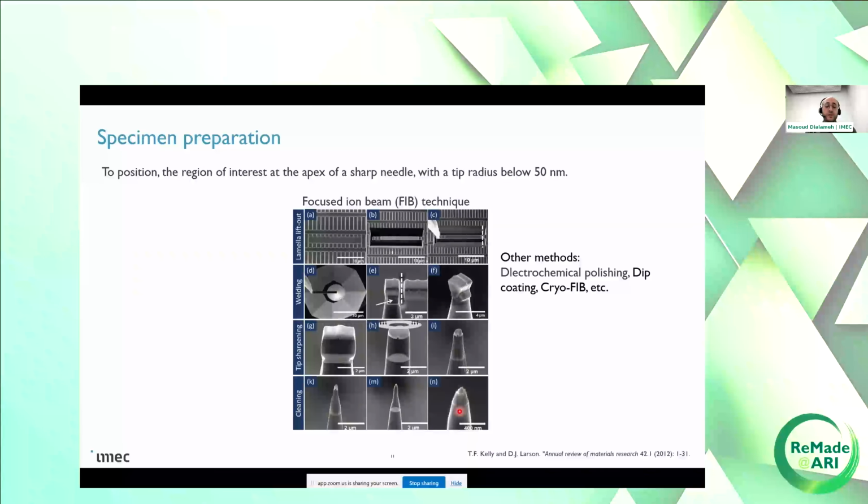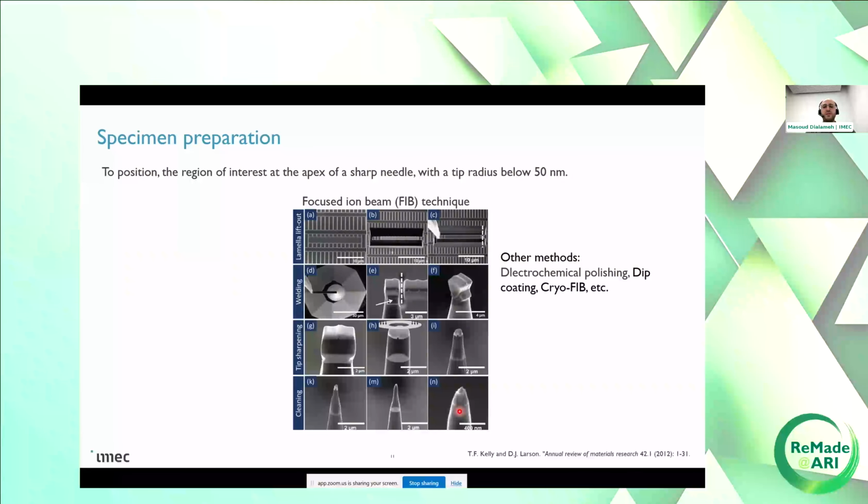Of course, depending on the type of material, other sample preparation techniques might be needed when dealing with organic materials, for example. Dip coating is basically dipping a sharp pipette tip inside a solution, or even cryo-FIB might be needed. There are other tricks and tweaks to it.